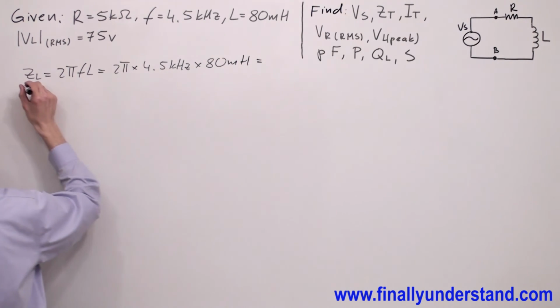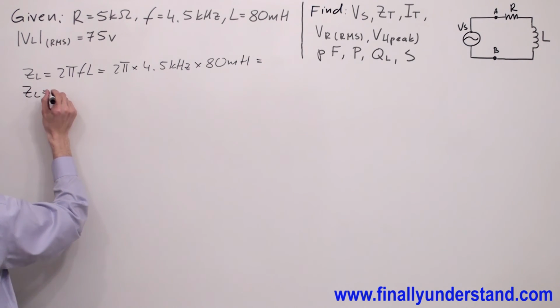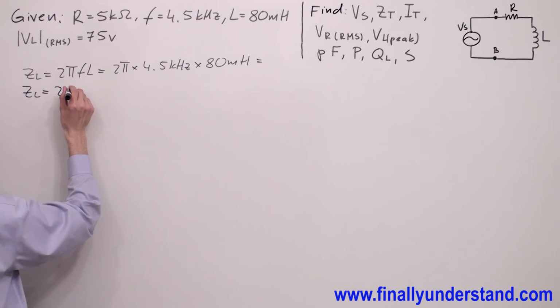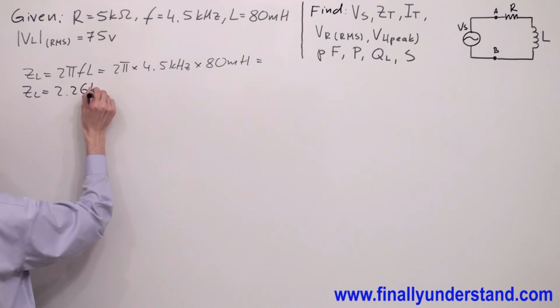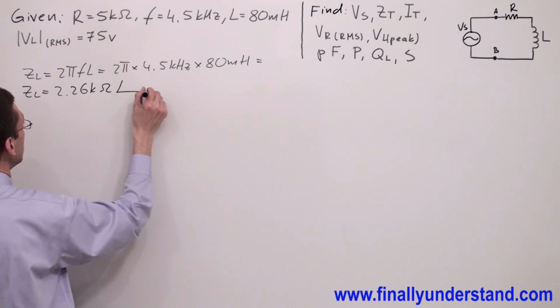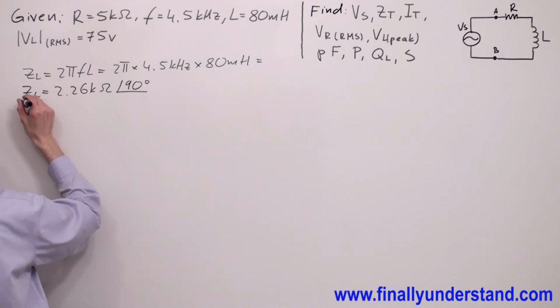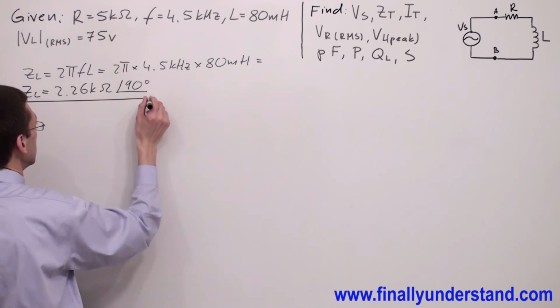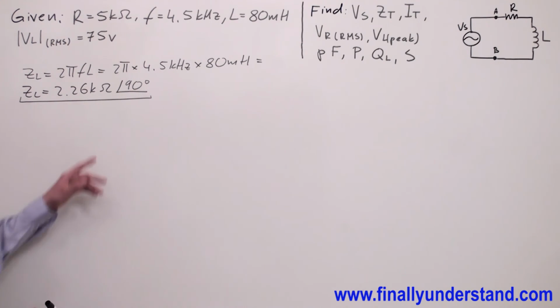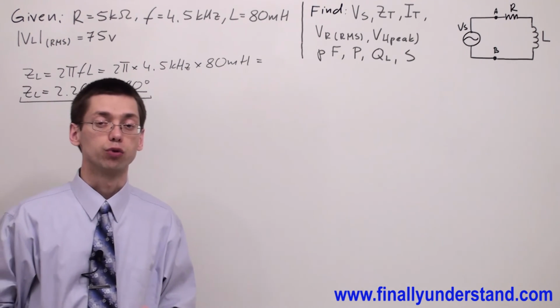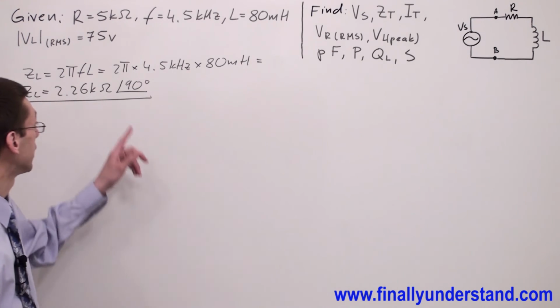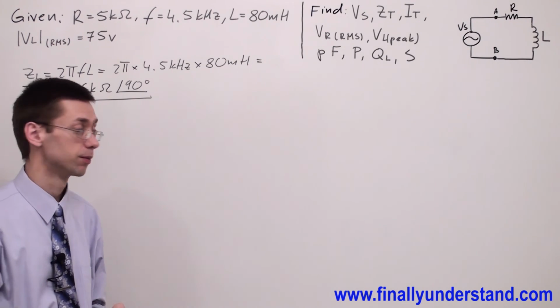Everything is equal to 2.26 kilo ohms and angle of 90 degrees. Don't forget that the impedance of the inductor you're supposed to always represent with angle of 90 degrees.